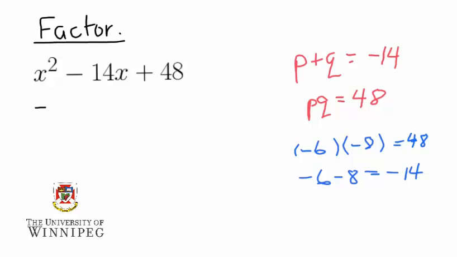So coming back up to our original quadratic expression, that means we can factor this into pairs. The first pair is going to be x minus 6, and the second pair is going to be x minus 8.